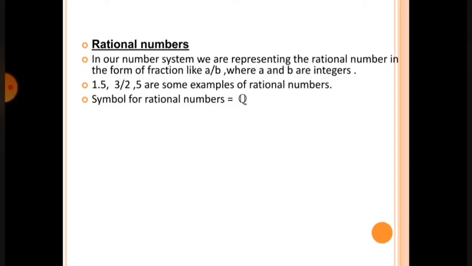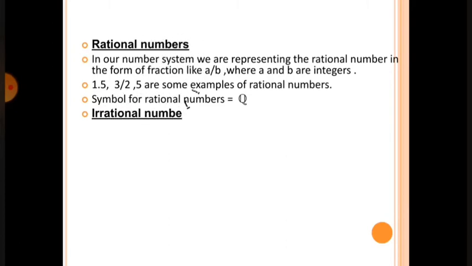Rational numbers. In our number system, we represent a rational number in the form of a fraction like a by b, where a and b are integers but b is not equal to 0. 1.5, 3 by 2, 5 are some examples of rational numbers. Symbol for rational numbers is Q.